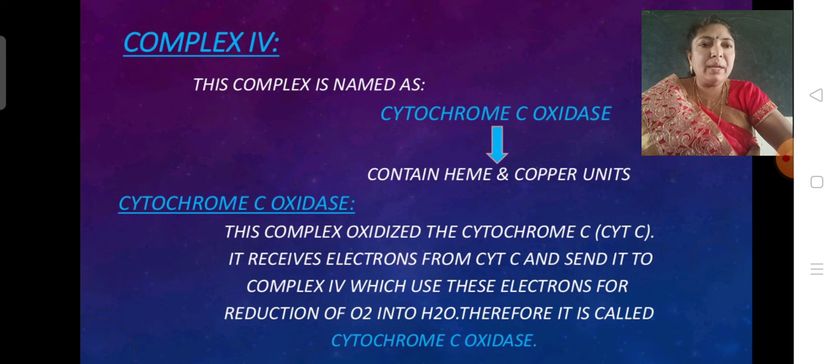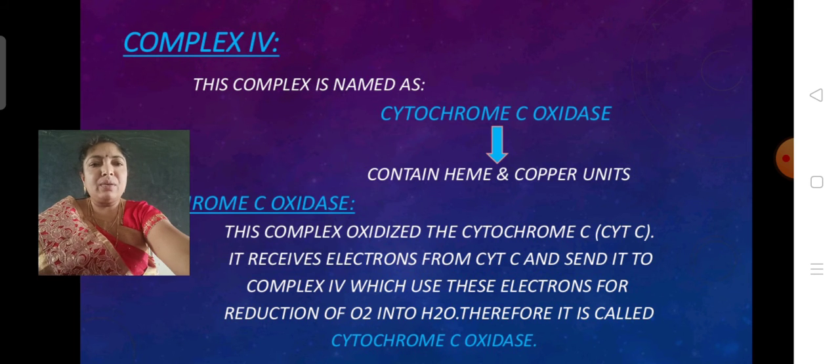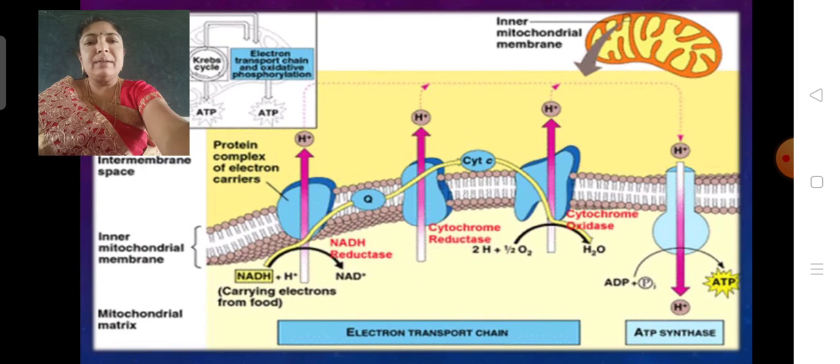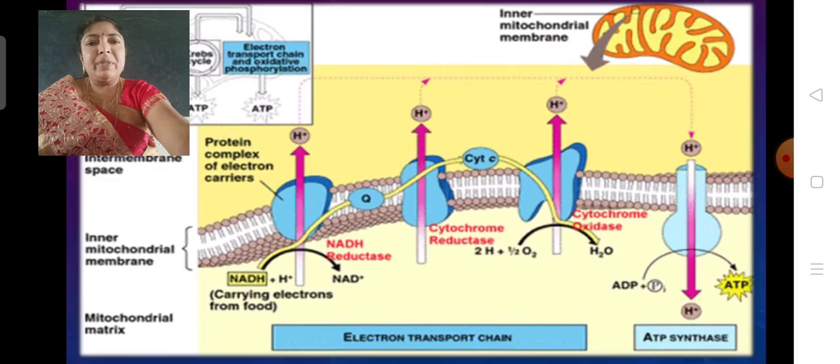So the hydrogen ions released are taken by the oxygen, and it will be reduced into a water molecule. Therefore, it is called cytochrome C oxidase. See here, this is the structure.